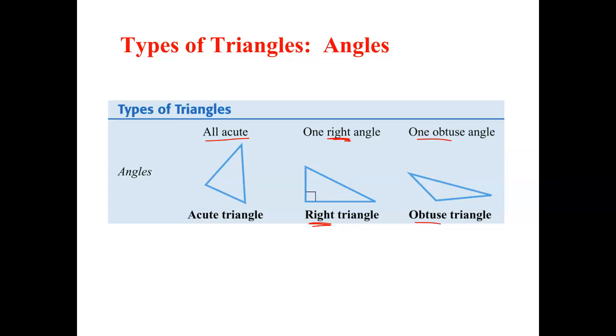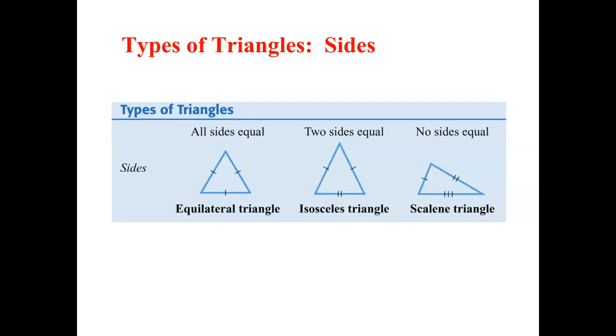There's no way for us to add up to 180 with more than one obtuse or more than one right angle on 3 angles in a triangle. But if one is obtuse or one is right, then we have obtuse or right respectively. If they're all acute, we have an acute triangle. Based on the sides, we have our nomenclature. All sides equal is equilateral. 2 equal sides is isosceles, and no equal sides is going to be scalene.